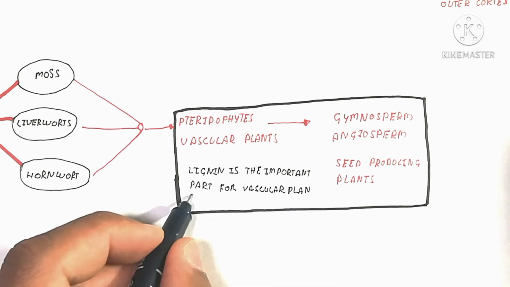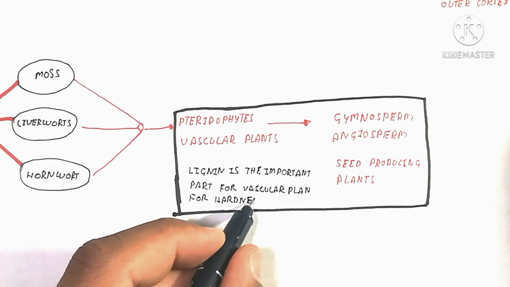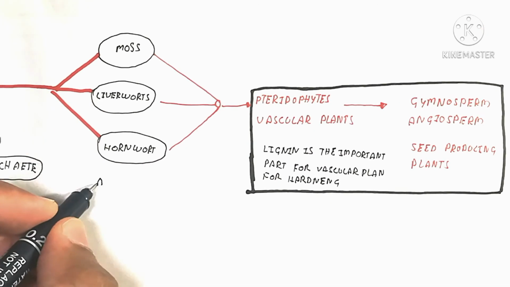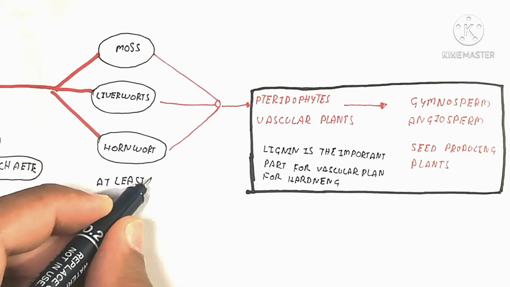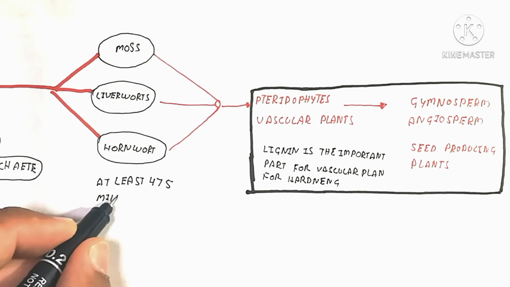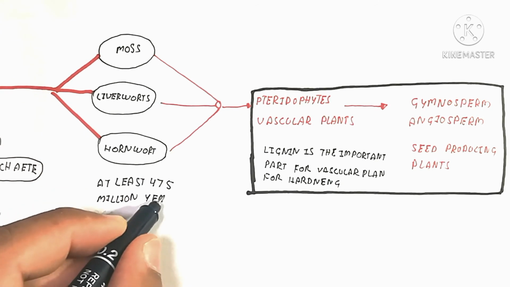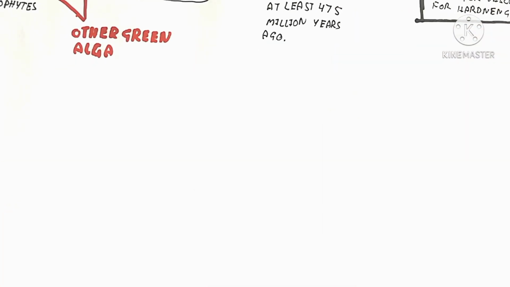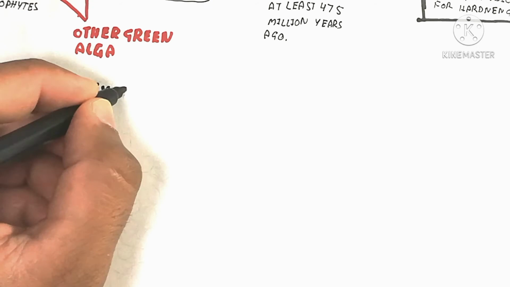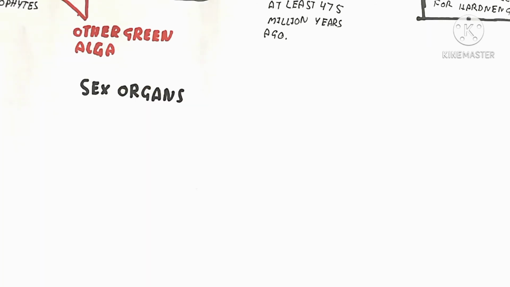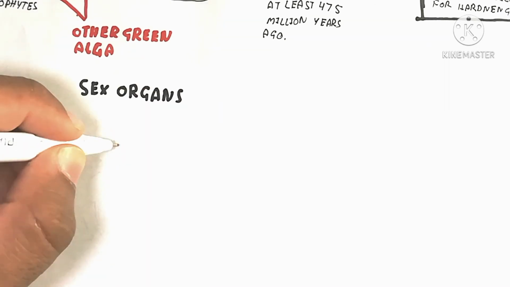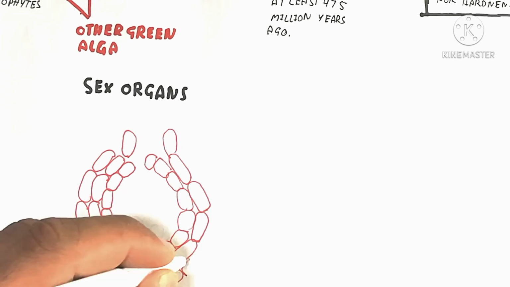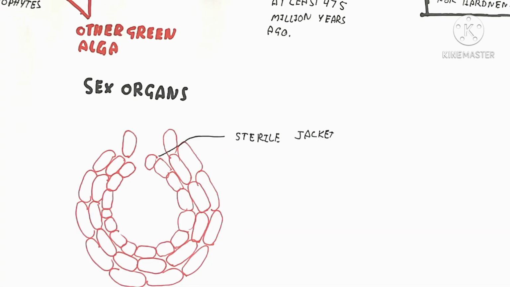Lignin is why it's important to understand. Lignin is an important part of vascular plants for hardening. So the lignin in the wood creates the hardness, and at least 475 million years ago the bryophytes arose at that time. And here we will discuss briefly the sex organs of the bryophyte.